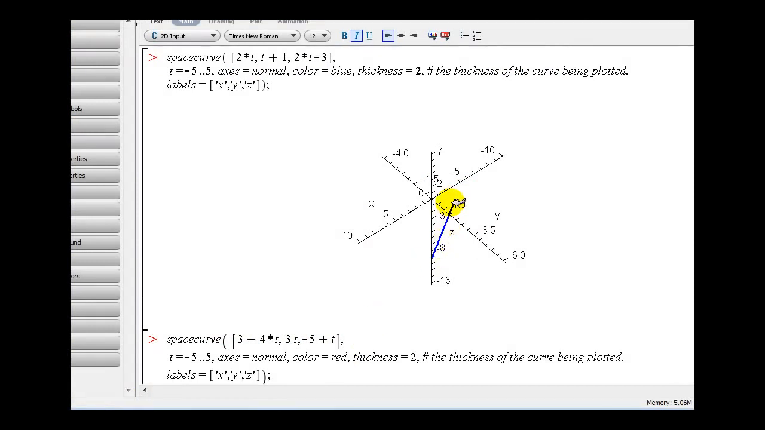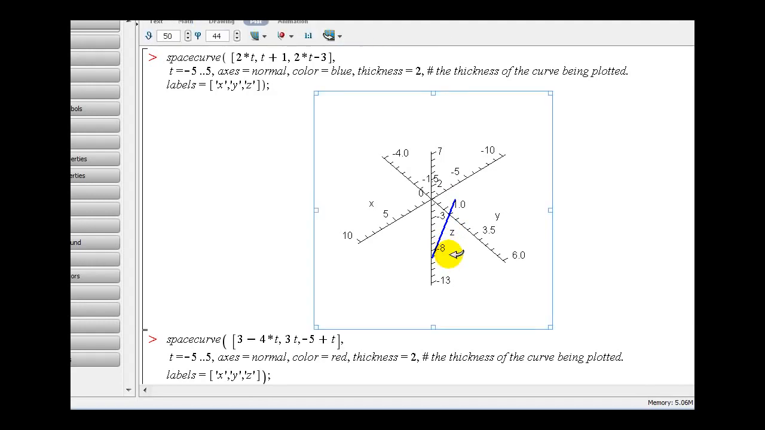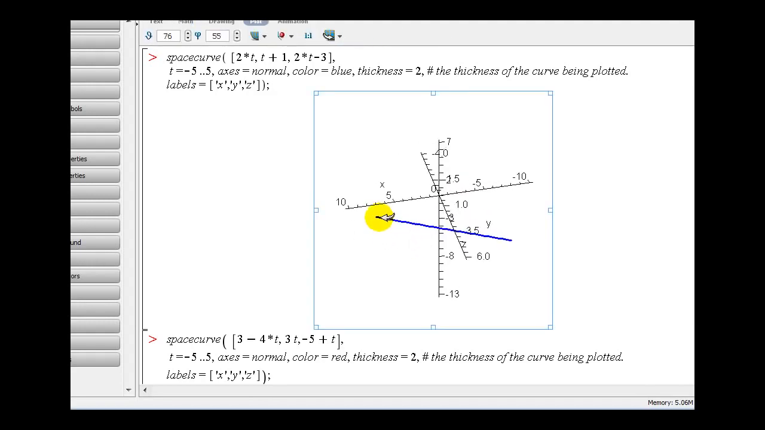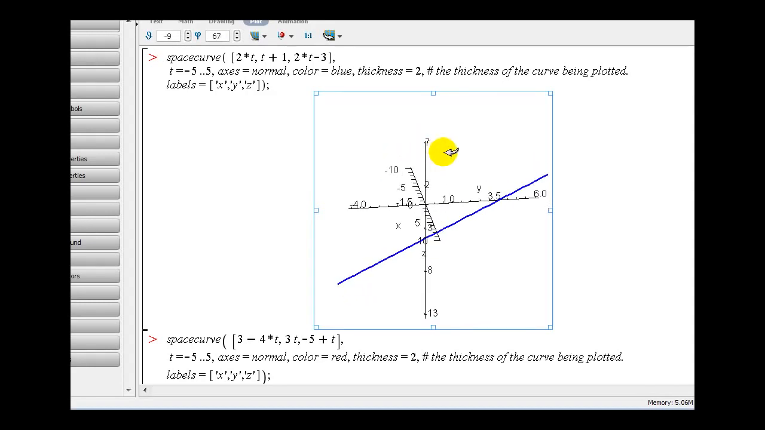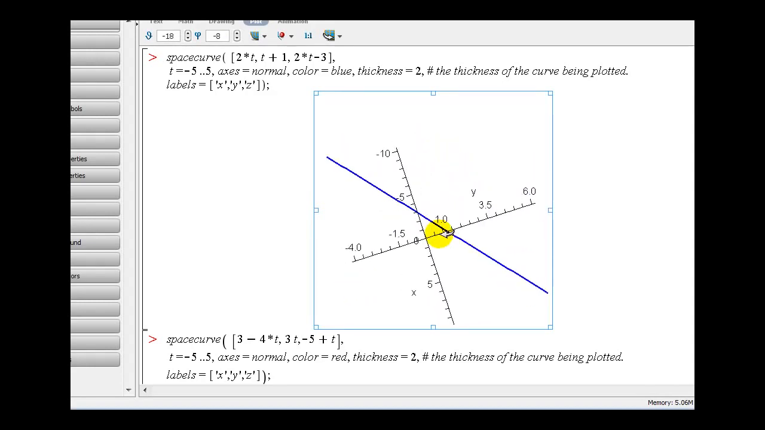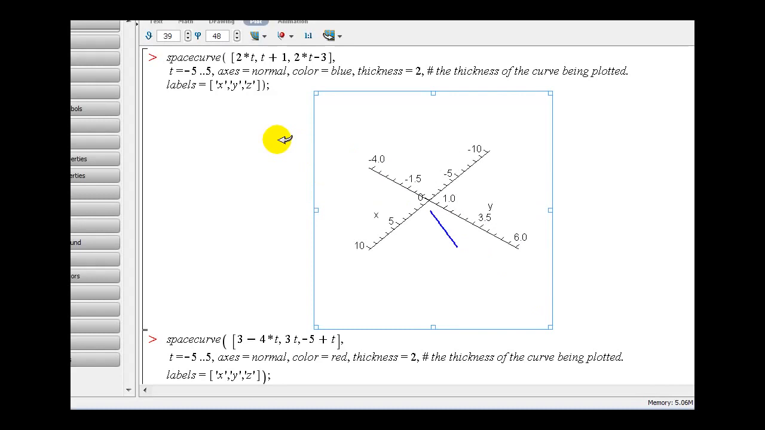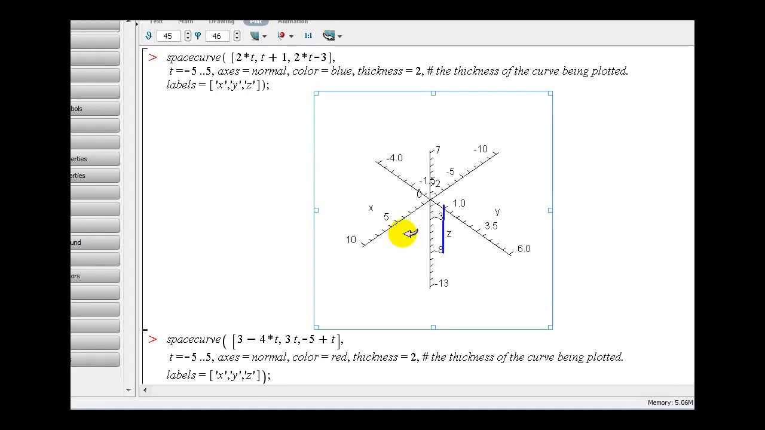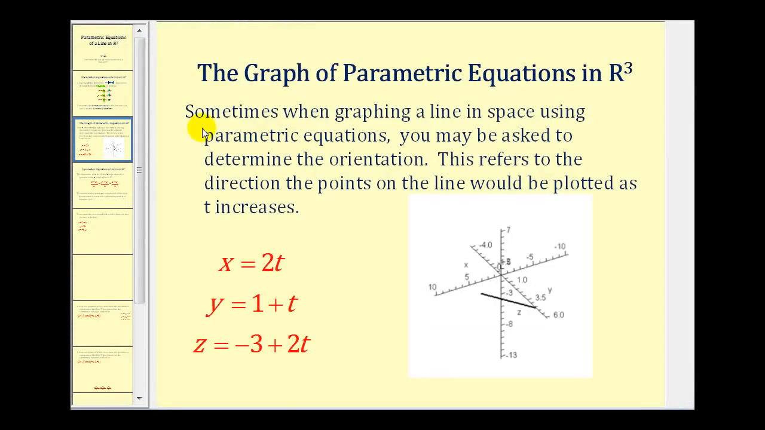Here we have a graph of a line on the XYZ coordinate system. And if we rotate this system, you can get a better idea of that line passing through space. So when we talk about the parametric equations of a line in space, we're talking about a line that looks something like this.